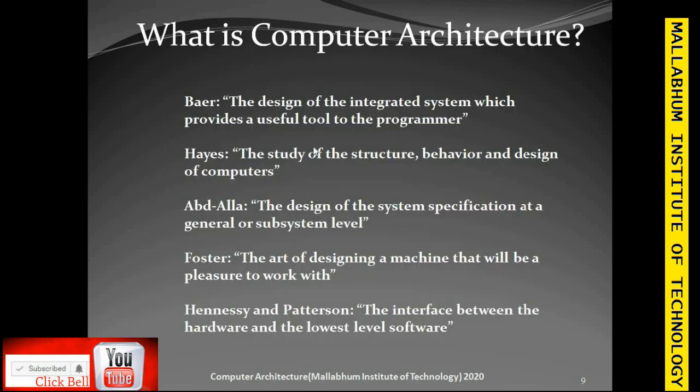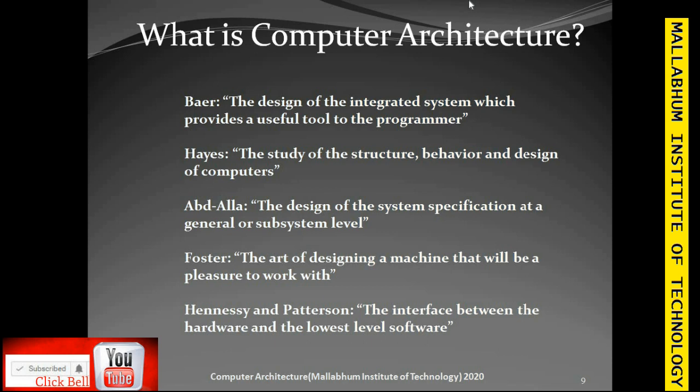So what is computer architecture? Computer architecture has different versions of definitions. Different scientists have defined it with different words. First one is the design of an integrated system. Integrated means IC technology, which provides a useful tool for the programmer. Next, a scientist has said that it is the study of structure, behavior and design of a computer. And next one, the design of a system specification at a general or a subsystem level. Next, the art of designing a machine that will be a pleasure to work with. Next one, the interface between the hardware and the lowest level of software.